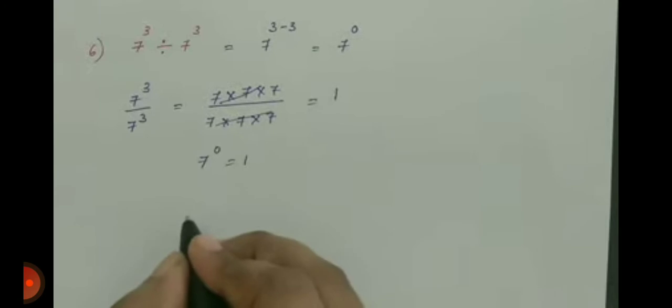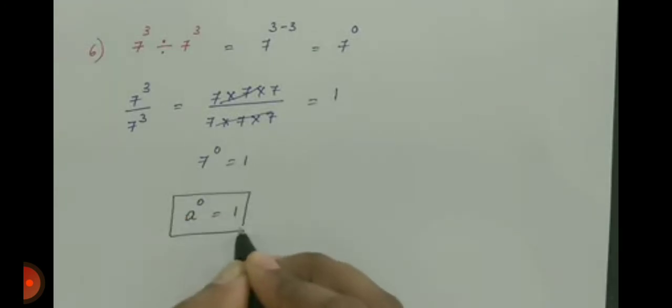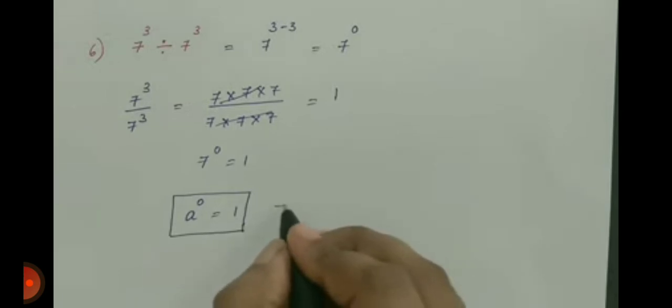In general, we can write it as a to the power 0 equal to 1. It is called zero exponent rule.